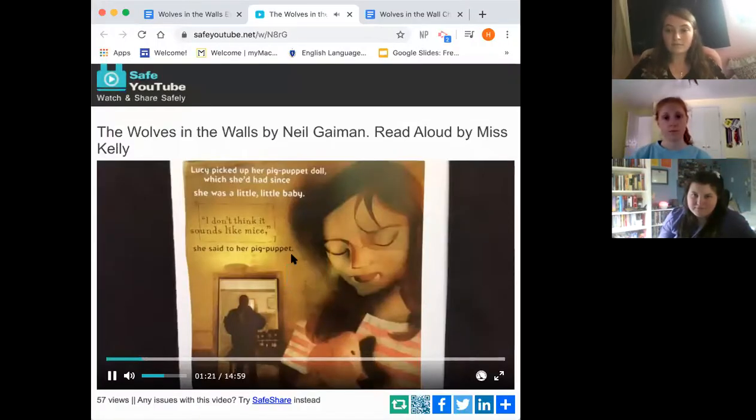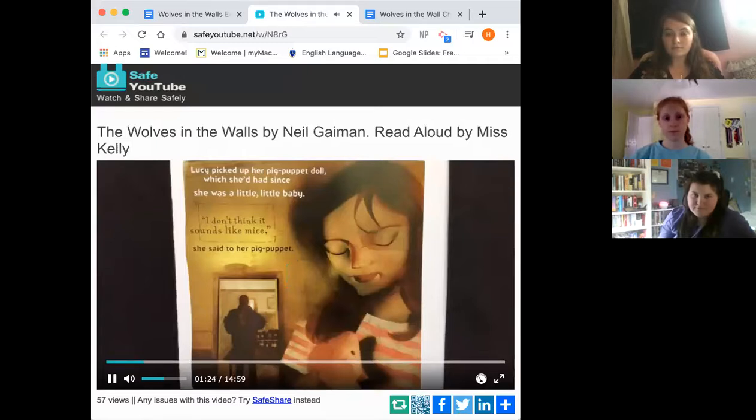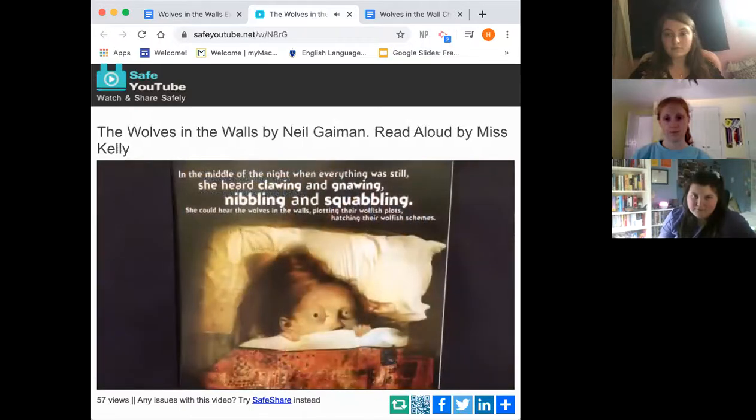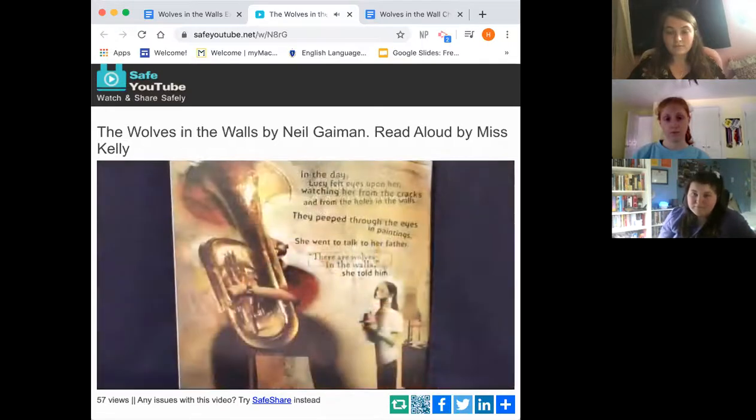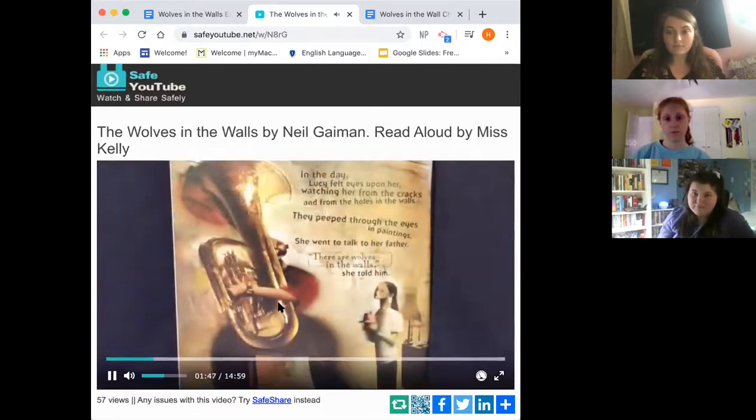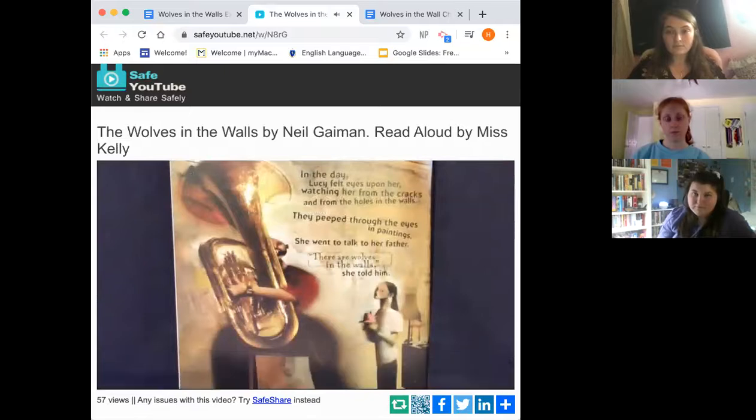She'd had since she was a little baby. "I don't think it sounds like mice," she said to her pig puppet. In the middle of the night, when everything was still, she heard clawing and gnawing, nibbling and squabbling. She could hear the wolves in the walls, plotting their wolfish plots, hatching their wolfish schemes. In the day, Lucy felt eyes upon her, watching her from the cracks and from the holes in the walls. They peeped through the eyes in paintings. She went to talk to her father.